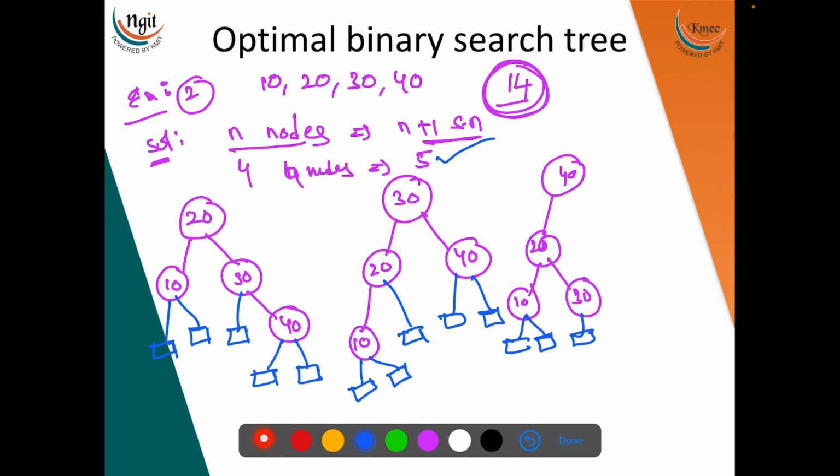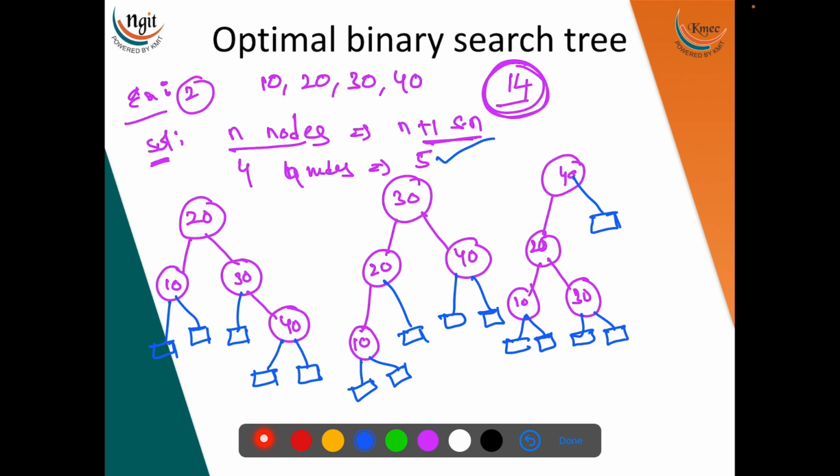So what are these square nodes called? These are dummy nodes, because searching for an unsuccessful key element is maybe possible, right? We will be asking the programmer to search for an element which is not in the list. So once you have done all the searching operations, only then can you conclude that the search has failed, that it is an unsuccessful search. So there are chances of having a successful search and an unsuccessful search too.